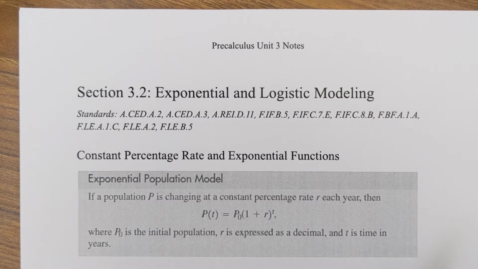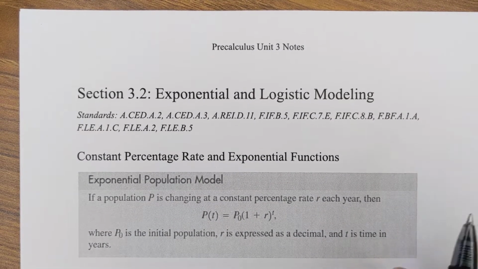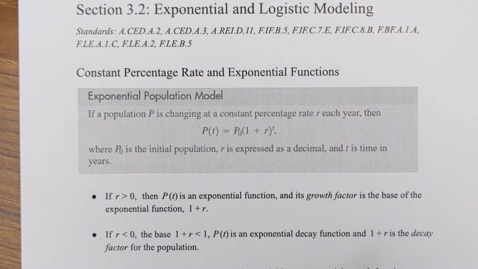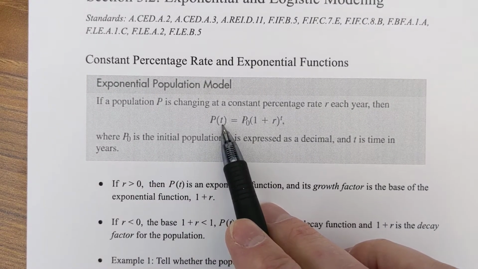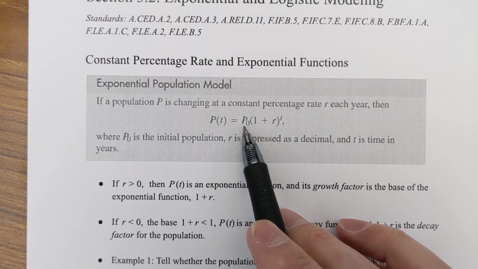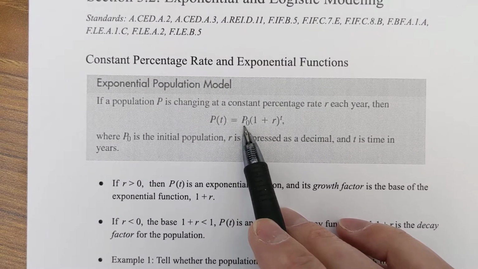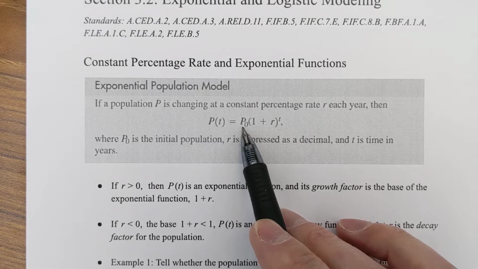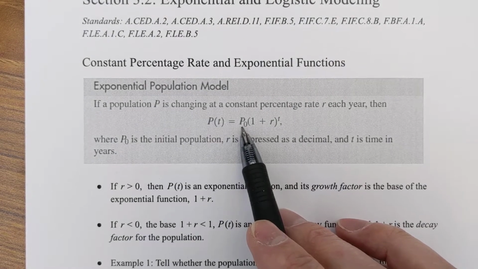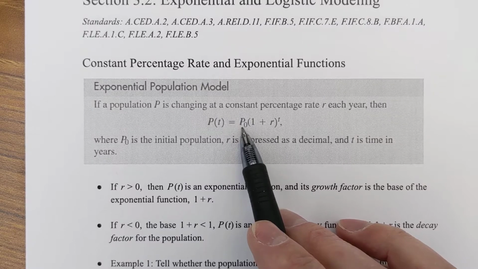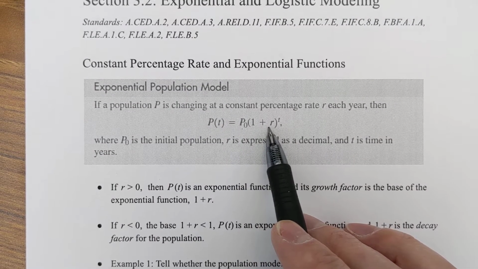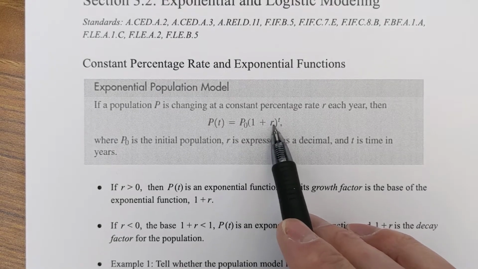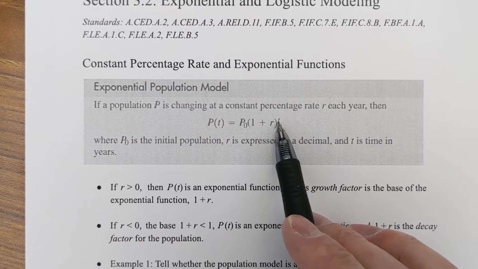So here are the notes for section 3.2, which is exponential logistic modeling, so word problems. Here's our exponential population model. The population at any time t is given by P0, your starting population whenever t is 0, times 1 plus r, to the t. This doesn't necessarily have to be year 0. If you're starting from 1900, that year is 0. r is the rate of growth, or if it's losing population, r would be negative, and t is time in years.